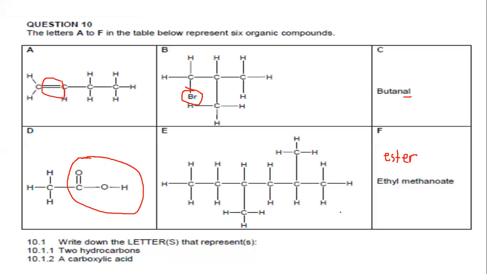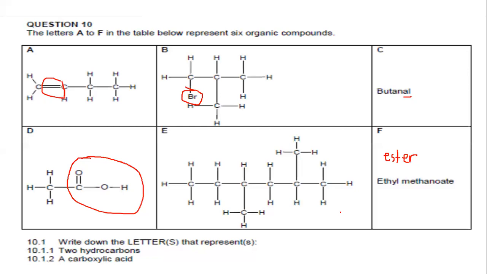Before I can even get the letters that represent the hydrocarbons, I have to first know what a hydrocarbon is. We say hydrocarbons are organic molecules consisting of hydrogen and carbon only. So the hydrocarbons are organic compounds consisting of hydrogen and carbon only. So I have to look where there is hydrogen and carbon only.